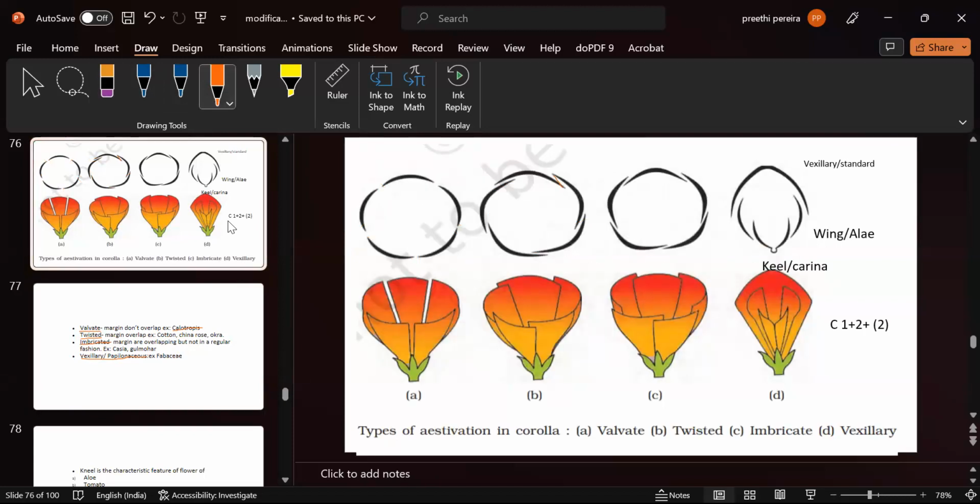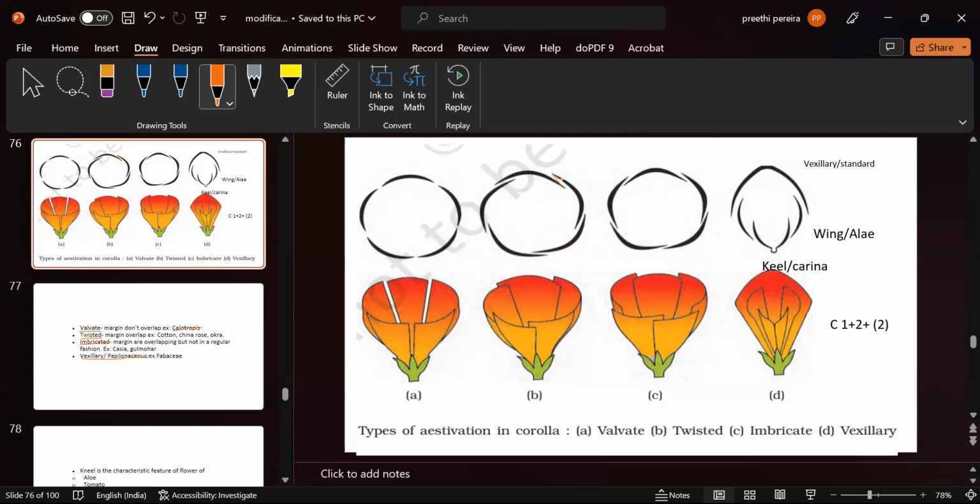The next kind of estivation we are going to see is imbricate estivation. Here, it's just like a twisted estivation. But in a twisted estivation, there is a proper orientation. If in a petal or a sepal one margin is out, the other margin will be inside. That is common. See over here, this is under. The next margin is outside and this one is inside. Outside, inside, outside, inside. So it's arranged in that way.